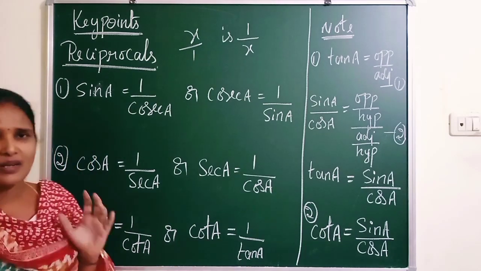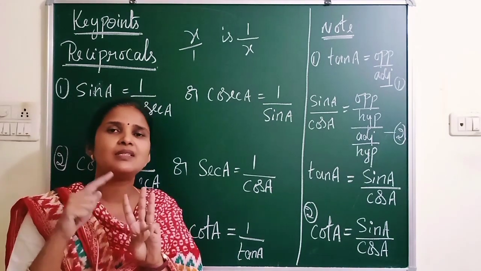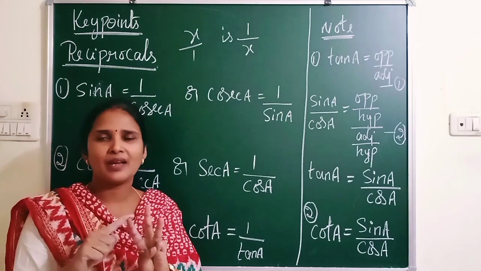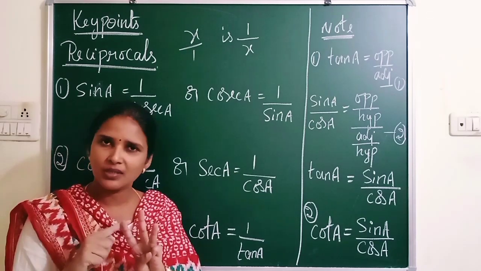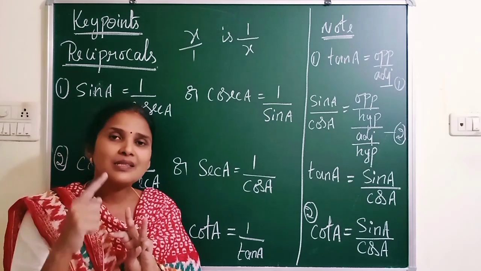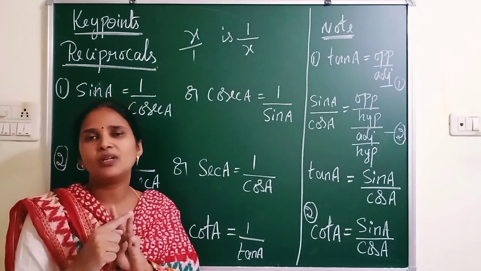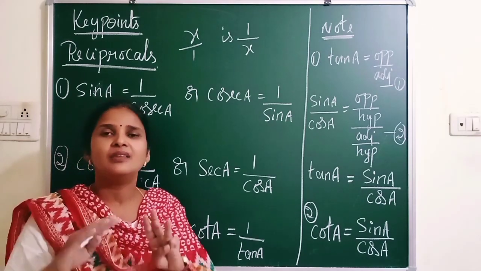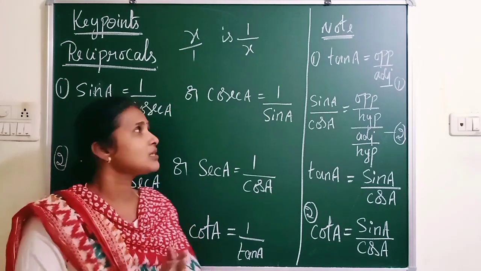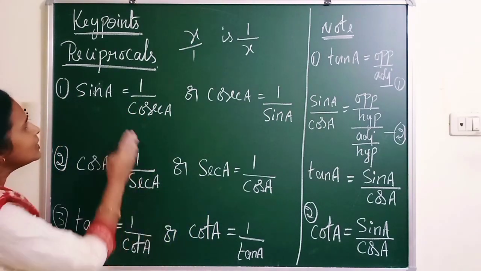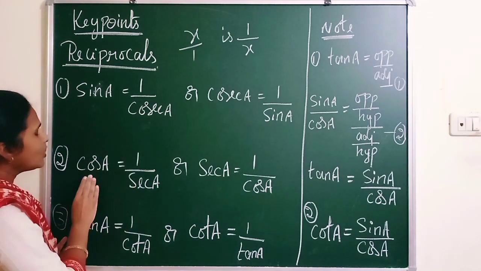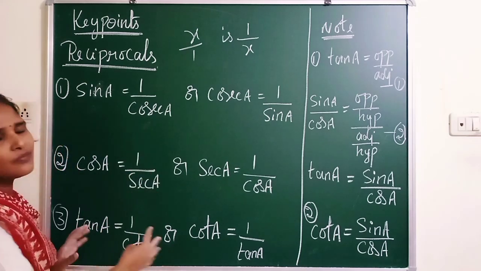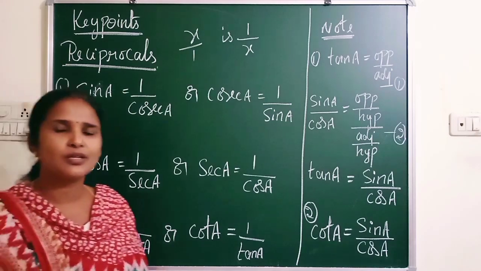Among the 6 trigonometric ratios, the first 3 are very important. The first one is sine, the second is cosine, the third is tangent. Sine A equals opposite by hypotenuse, cos A equals adjacent by hypotenuse, and tan A equals opposite by adjacent. If you remember these three, the next three you can automatically write, because sine is related to cosec, cos is related to sec, and tan is related to cot. With this we can remember all the 6 trigonometric ratios very easily.